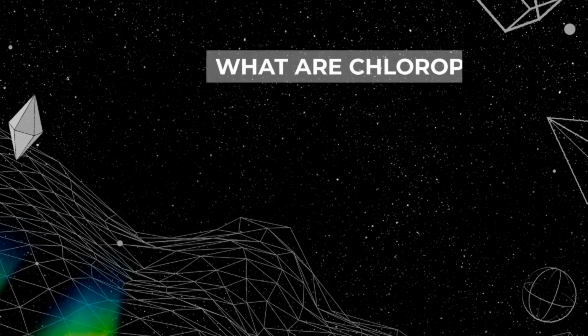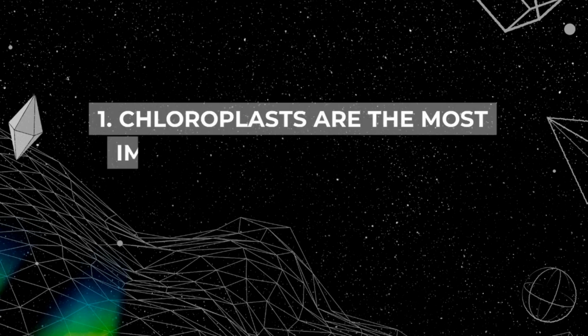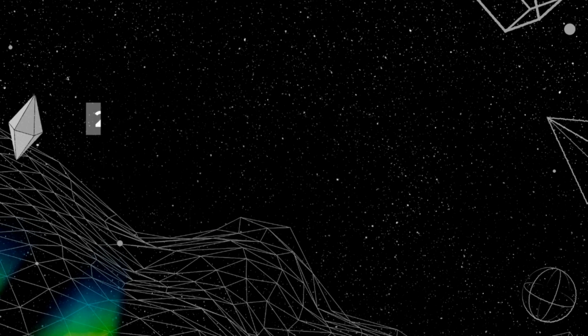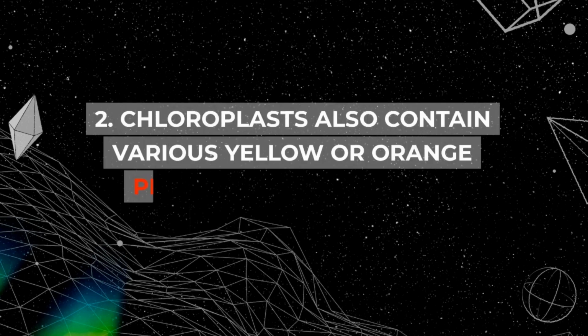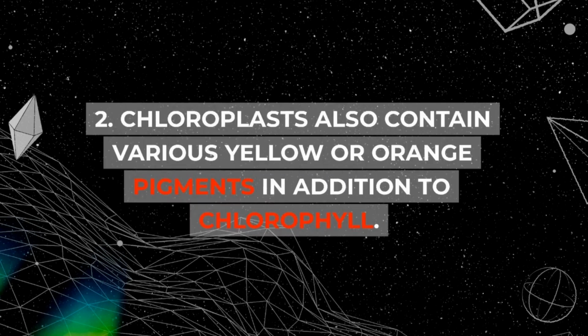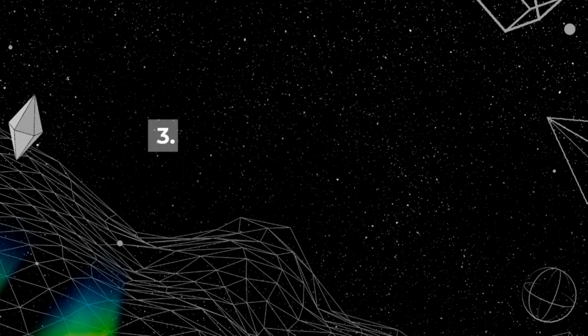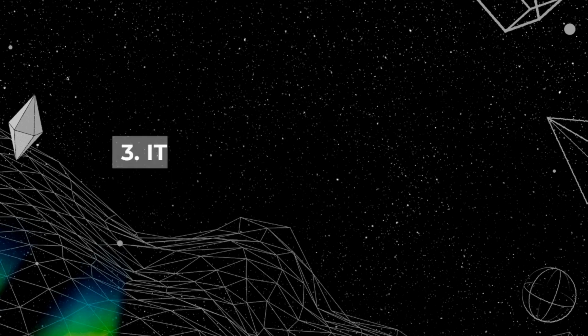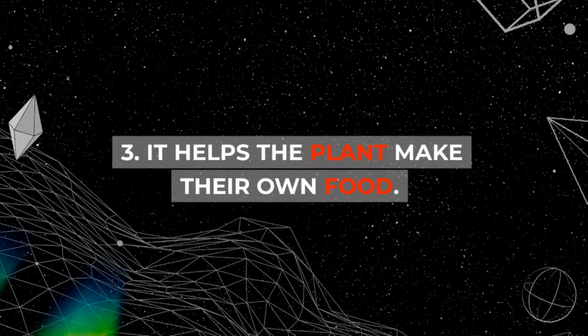What are chloroplasts? 1. Chloroplasts are the most important plastids, which contain the green pigment chlorophyll. 2. Chloroplasts also contain various yellow or orange pigments in addition to chlorophyll. 3. Chloroplasts are important for photosynthesis in plants. It helps the plant make its own food.